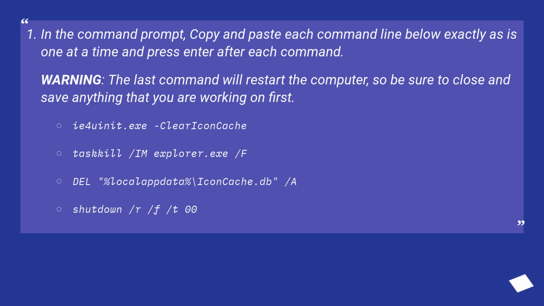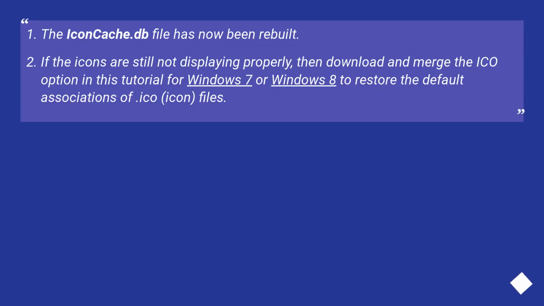ie4uinit.exe -ClearIconCache. taskkill /IM explorer.exe /F. del %localappdata%\IconCache.db /a. shutdown /r /f /t 0. The IconCache.db file has now been rebuilt.